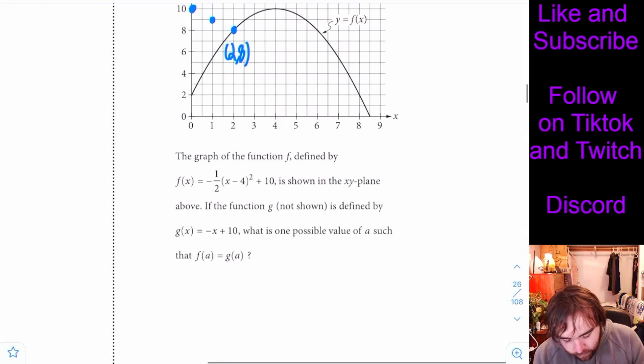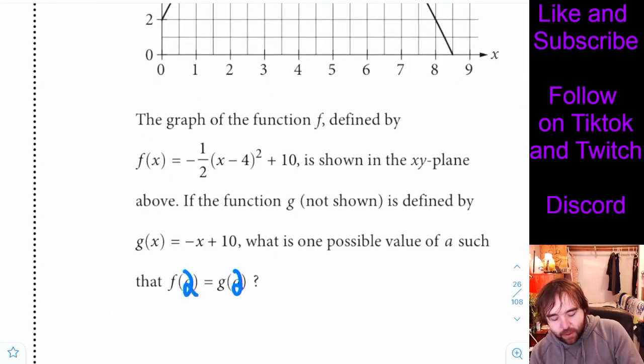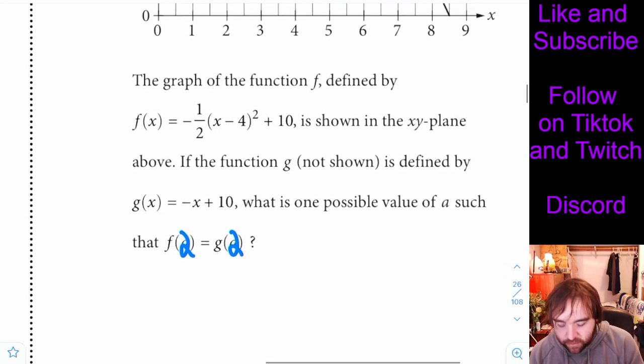So what are they asking for? What is one possible value of a such that they're equal? 2. Because f of 2 equals 8 and g of 2 equals 8.